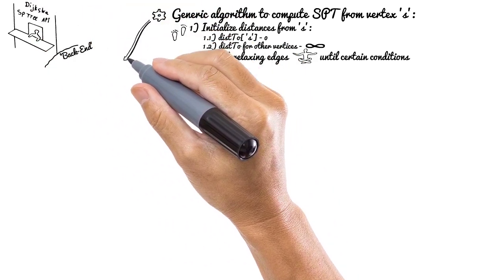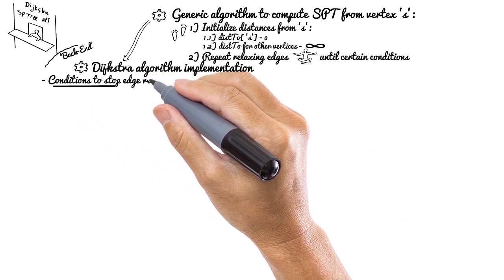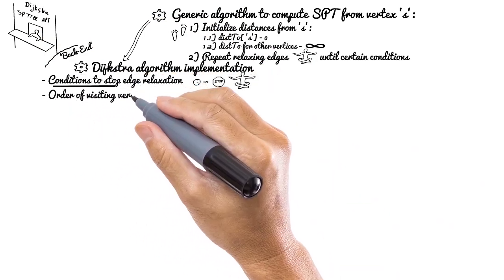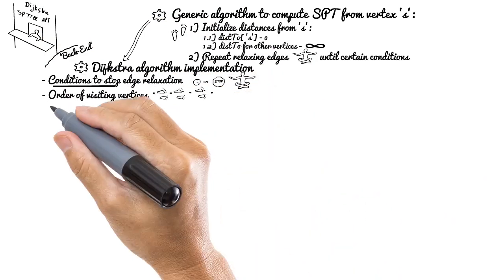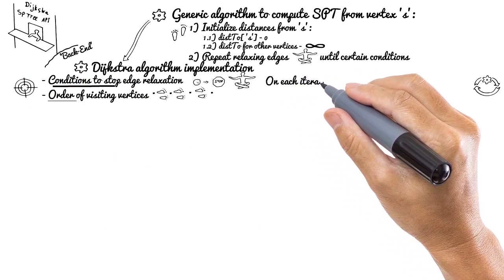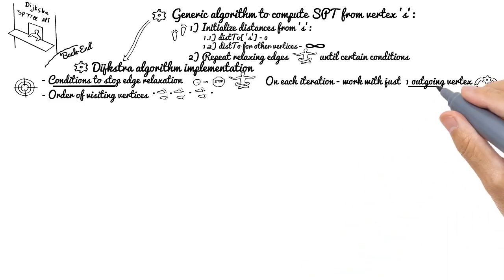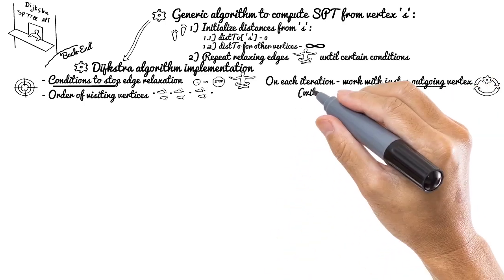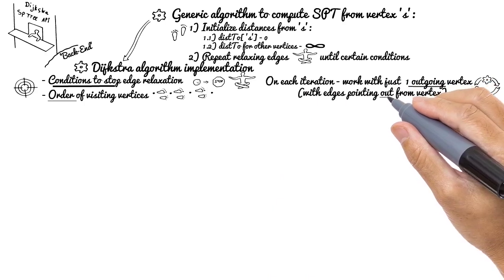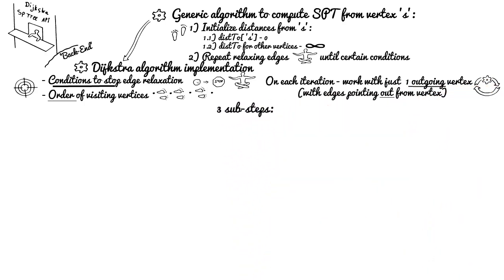Going from generic to Dijkstra algorithm implementation. Conditions to stop edge relaxation and the order of visiting vertices on each step will be in focus. How does it work? Dijkstra algorithm works in iterations. On each iteration, it works with just one outgoing vertex of a given graph. I named it outgoing to stress that we will look at edges pointing out from such a vertex. I separated each iteration, for simplicity, into 3 sub-steps.